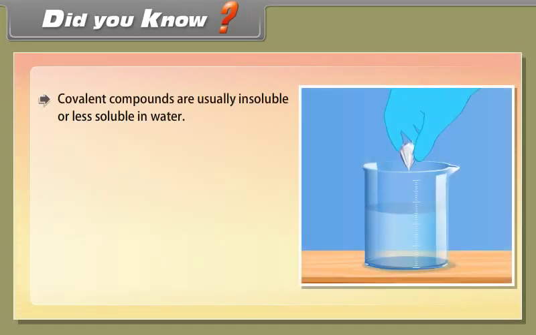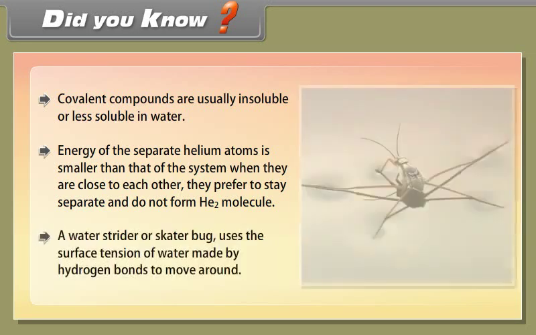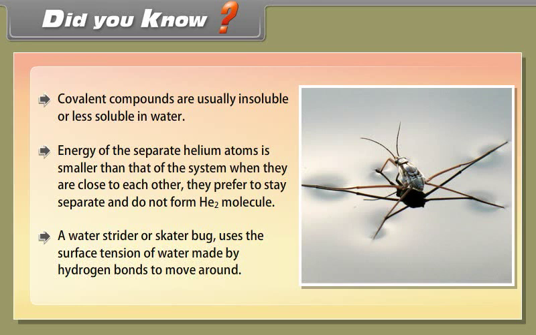Did you know? Covalent compounds are usually insoluble or less soluble in water. The energy of the separate helium atoms is smaller than that of the system when they are close to each other. They prefer to stay separate and do not form He2 molecule. A water strider or skater bug uses the surface tension of water made by hydrogen bonds to move around.